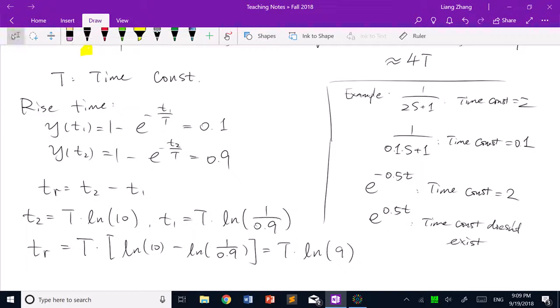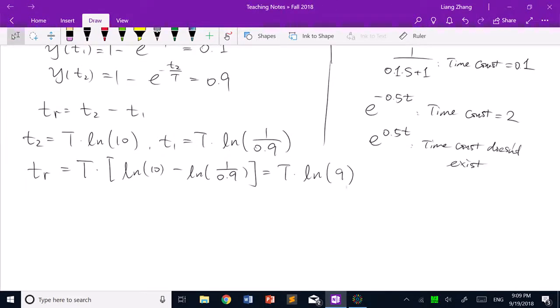Your first year calculus or high school algebra should take care of the logarithm calculation, but this is the procedure. We can punch the logarithm of 9 into a calculator. This will be approximately equal to 2.197 T. So roughly, 2 time constants is the rise time, and 4 time constants is your settling time in terms of the first order system.